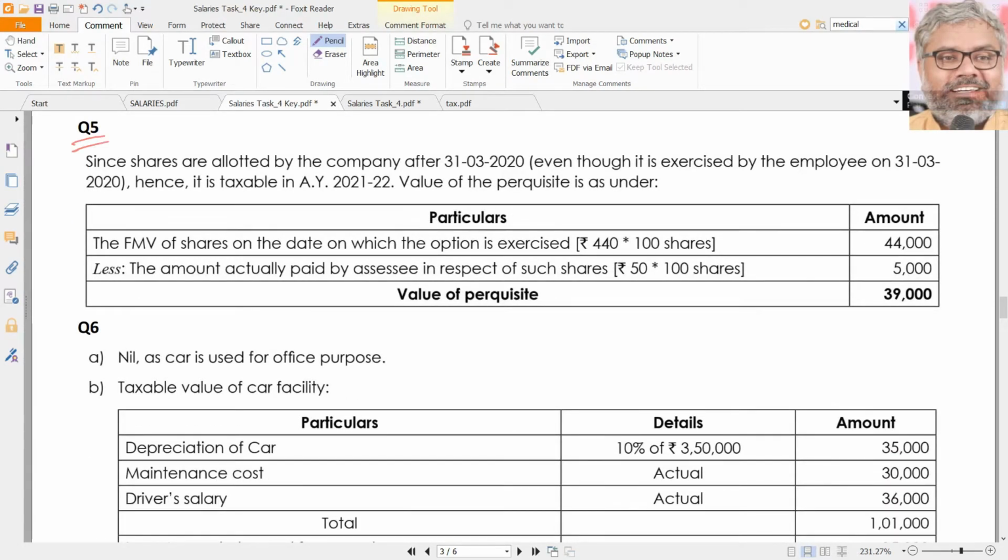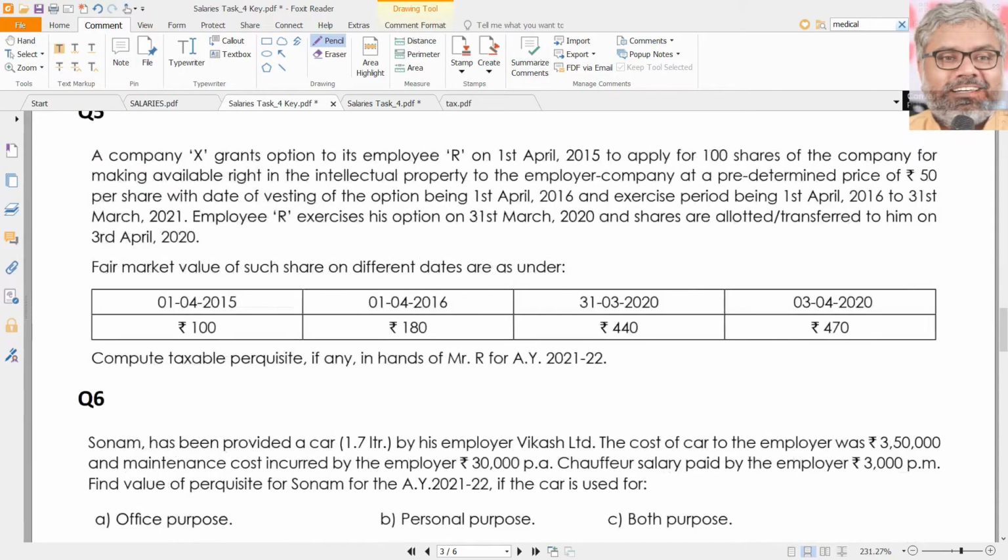Fifth question is about ESOP, employee stock option plan. Here, a lot of dates are given. Most of them are irrelevant. When the company grants the option, what is the vesting period? All these things are irrelevant. What is important here is, what is the date of allotment and what is the date of exercising the option.